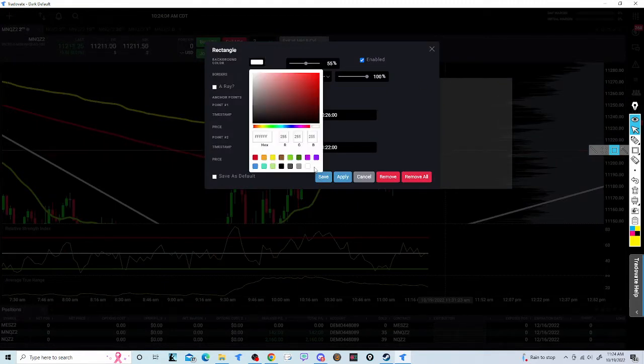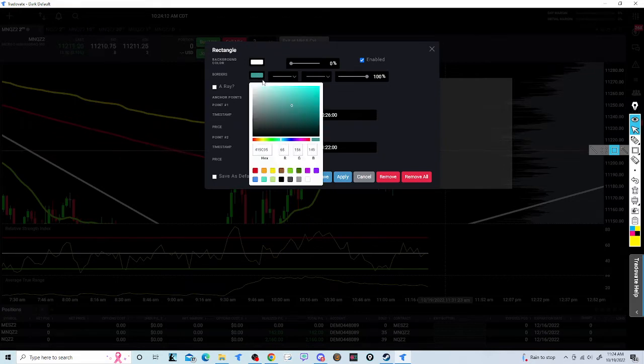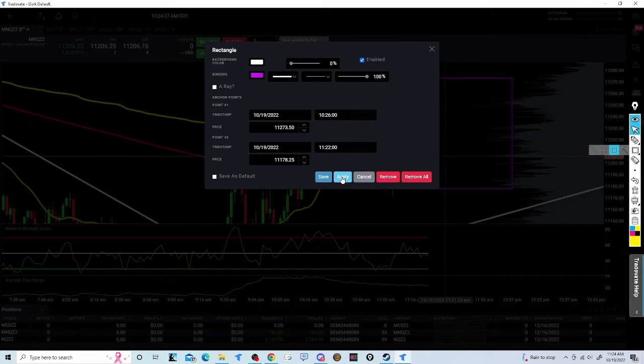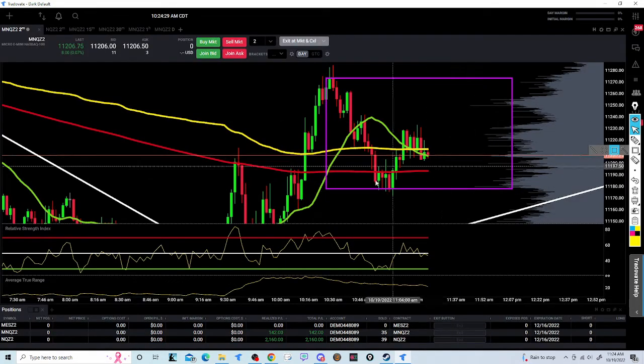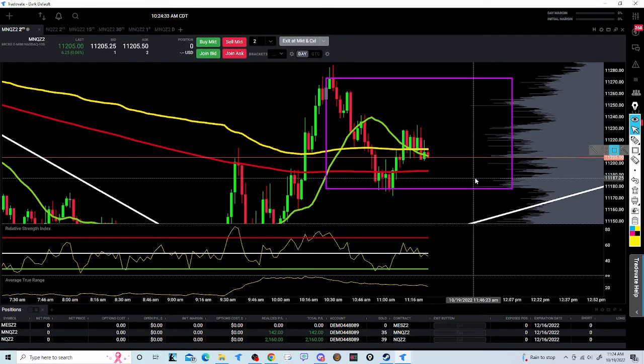On the background color, it's going to have to stay white. Bring your opacity down to 0. Change your border color to any color you'd like. We'll just use purple for the purposes of this video. We're going to make the outline of it. Then hit apply and save. And now you have a nice empty box. Okay?